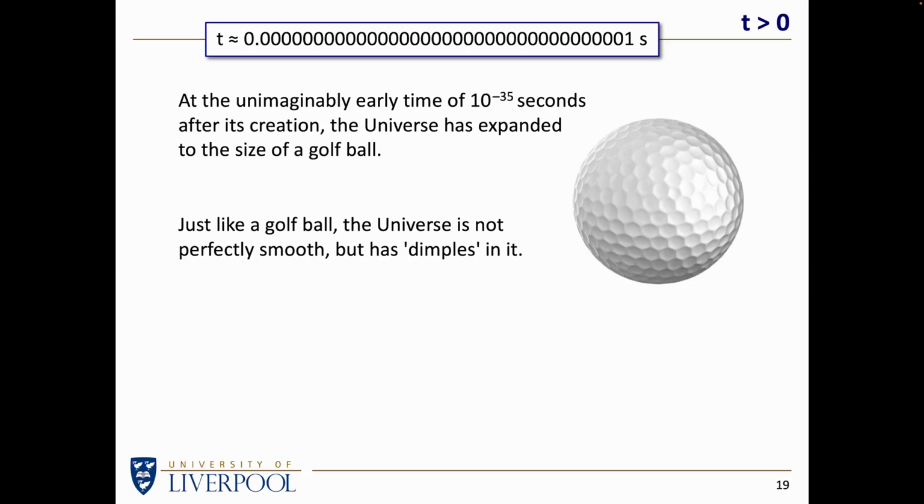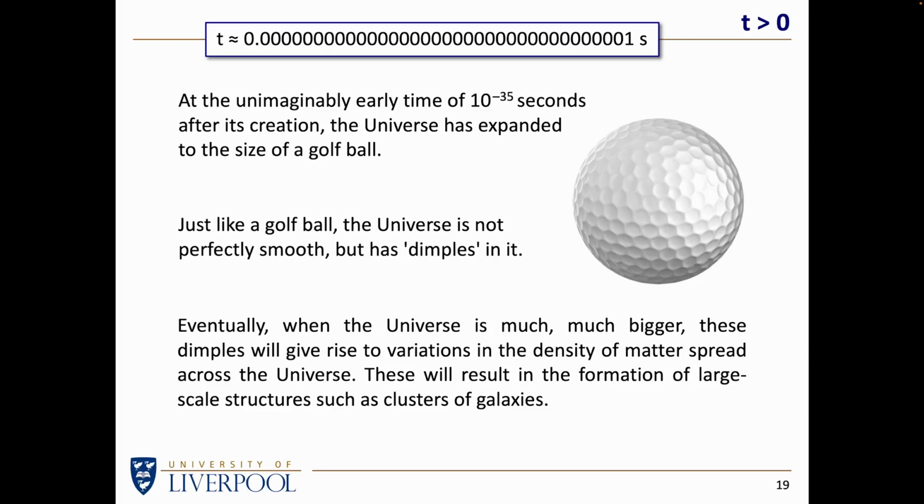Just like a golf ball, the universe at this time was not perfectly smooth, but it had dimples in it. Let's take that phrase of dimples with a pinch of salt. What we mean is small variations in density and temperature. It wasn't perfectly uniform. So not dimples in the sense of dimples on the surface of the golf ball, but just small variations in density. And eventually, once the golf ball has expanded until it's much, much bigger, those small variations in density would give rise to the formation of large-scale structures across the universe: the galaxies, the clusters of galaxies, the superclusters of galaxies that we currently see.